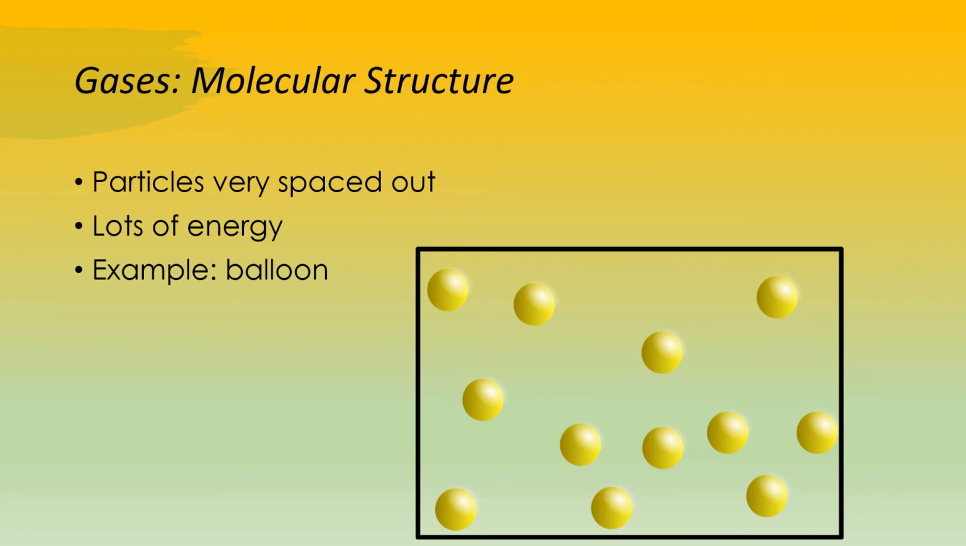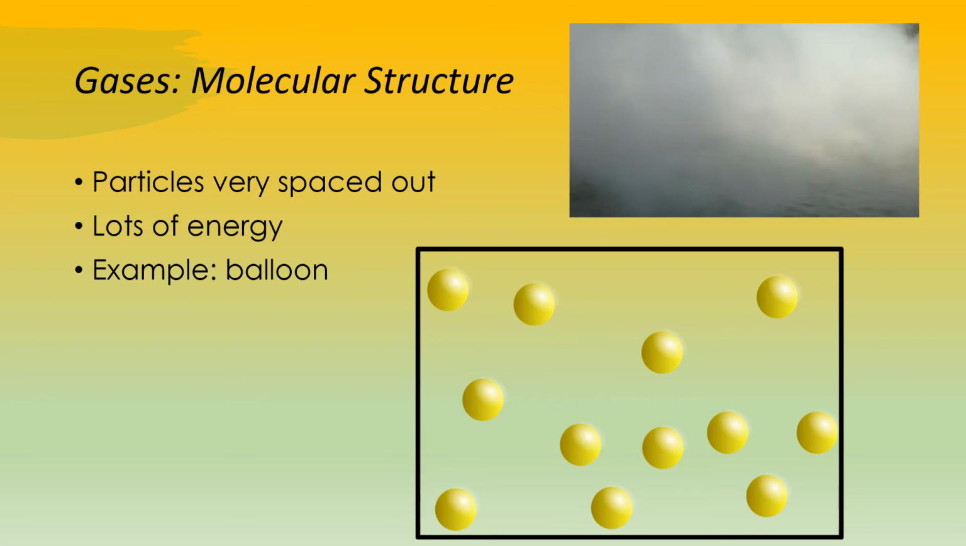So if we look at the molecular structure of gases. Remember, this is our water vapor from what we talked about with the water and the ice and the liquid. So here our gas is water vapor. We see that the particles are really spread out.